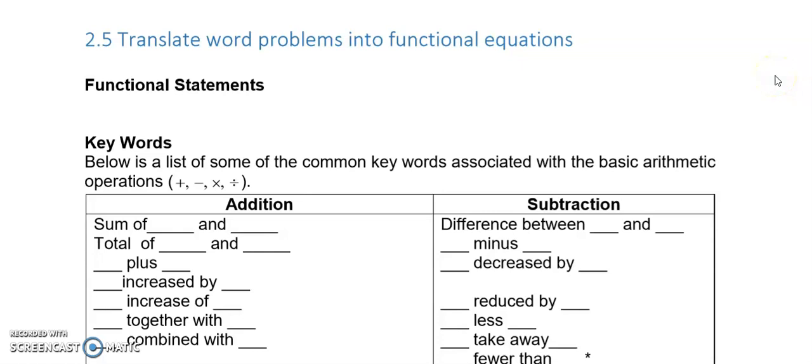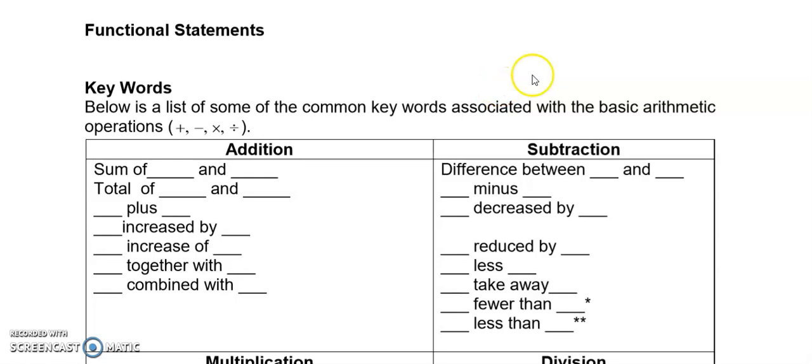This is the last section in topic number one, and it is called translating word problems into functional equations. If you're given a description in English of a certain situation, can you take that and convert it into an actual equation, an actual function? It starts on page 42 in your notes.